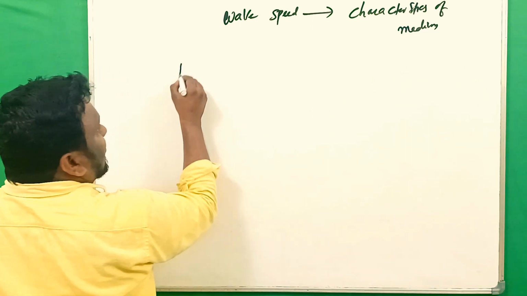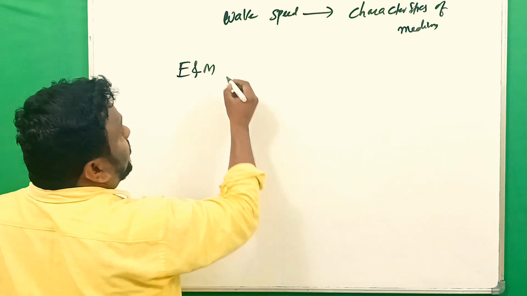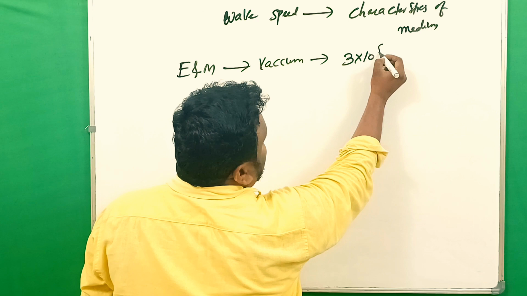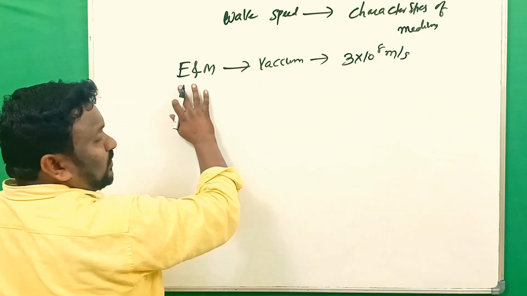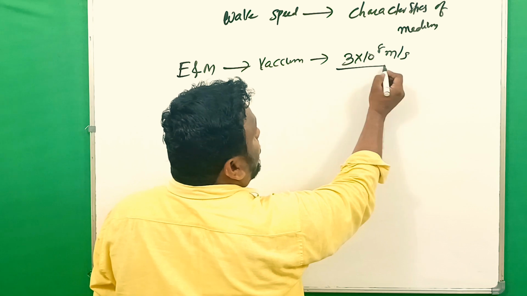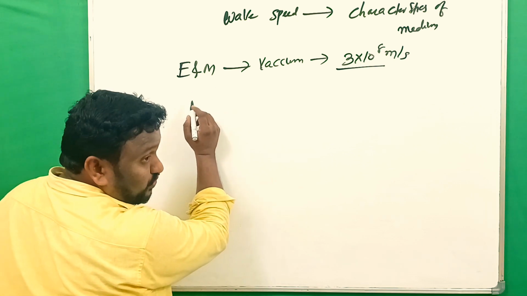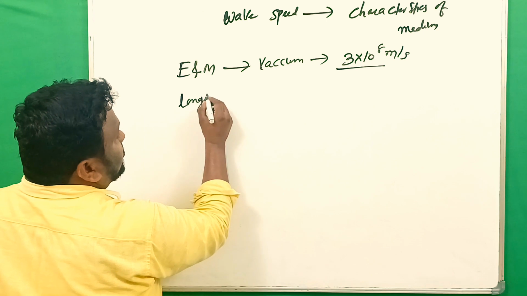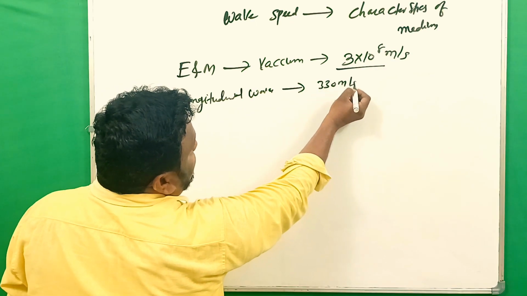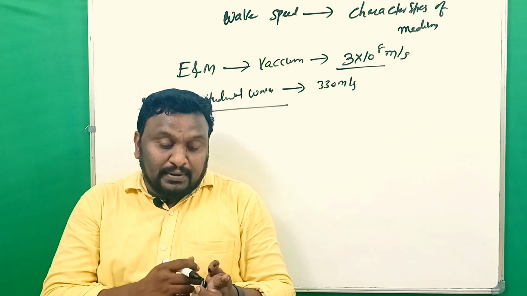For example, all electromagnetic waves have different wavelengths and different frequencies, but when they pass through a vacuum, they all move with a speed of 3 × 10^8 meters per second. Even though they have different wavelengths and frequencies, they move with a common speed. In the same manner, all longitudinal waves, including sound waves, move with a speed of 330 meters per second in air. So the wave speed depends upon the characteristics of the medium.